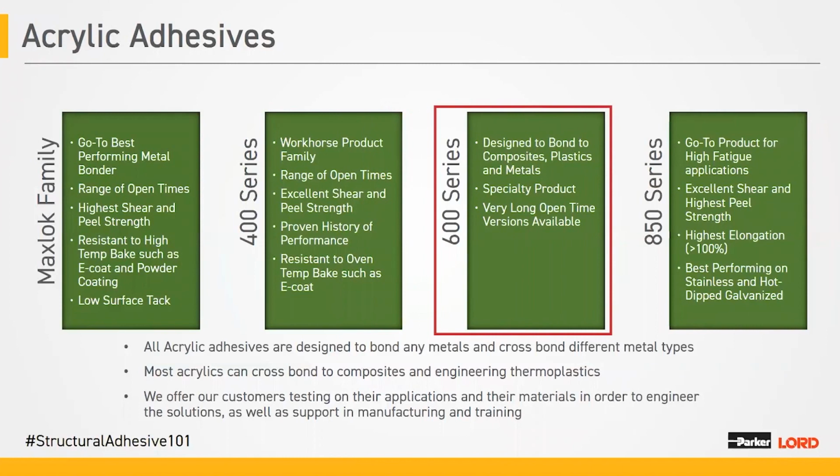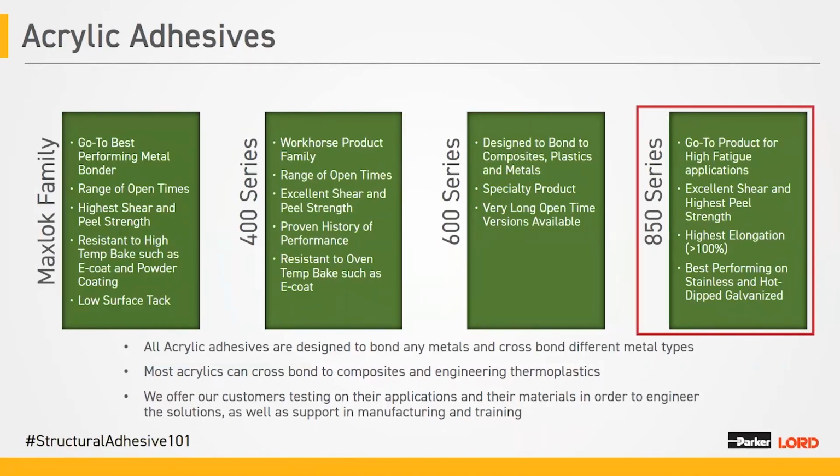The 600 series is a more specially designed product, really designed to bond composites and plastics and cross-bond to metal. We also offer in that family some very long open time versions, upwards of 60 minutes. The 850 is one of our newest, so going all the way over to the right, has a couple of different products in that family. It's kind of a go-to product for new high fatigue applications, so where you would expect to see higher fatigue on the metals or the composites, this is an excellent choice for that.